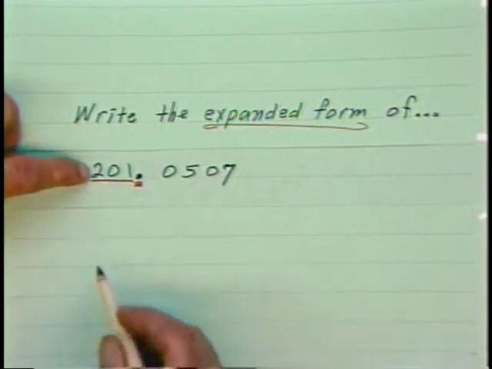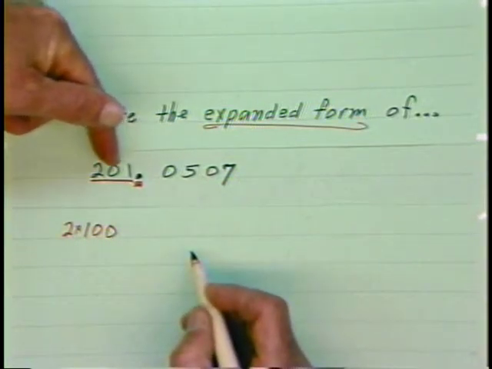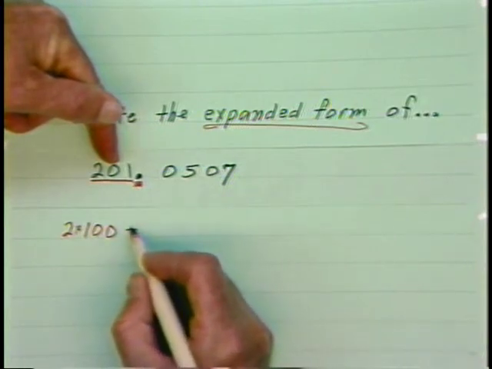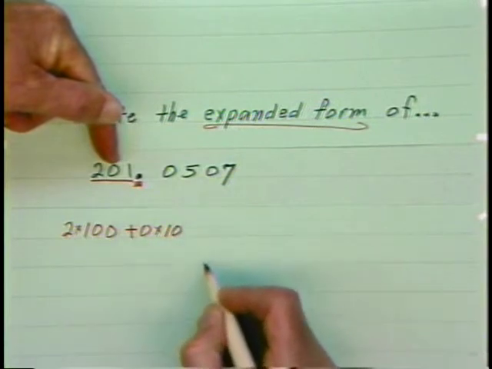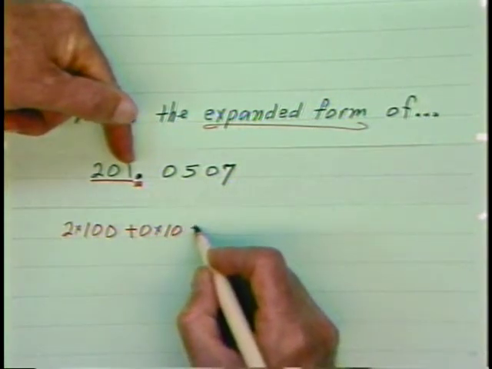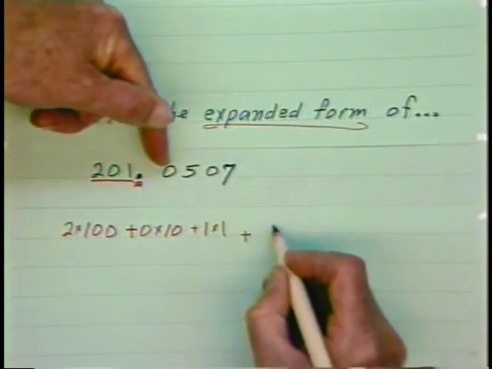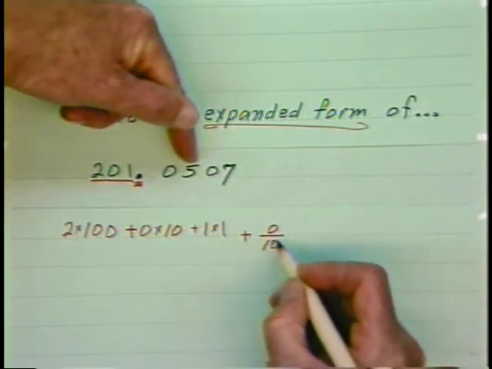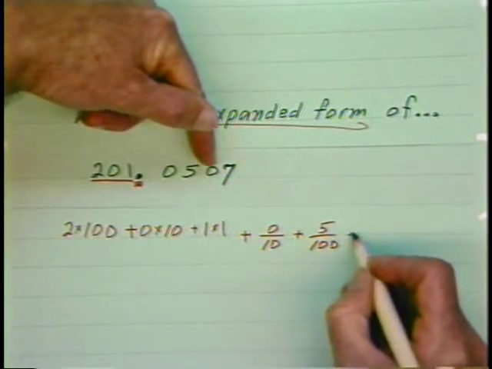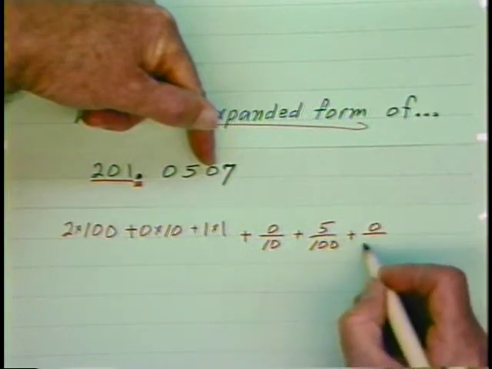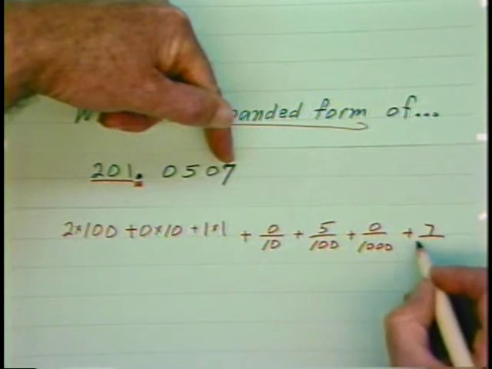So where you write a digit changes its value. So this 2 says that I have 2 hundredths. This 0 is a placeholder that says, in addition, I have no tens. And this says that I have 1 ones. And this says I have no tenths, and this one that I have 5 hundredths, and this that I have no thousandths, and this one that I have 7 ten-thousandths.